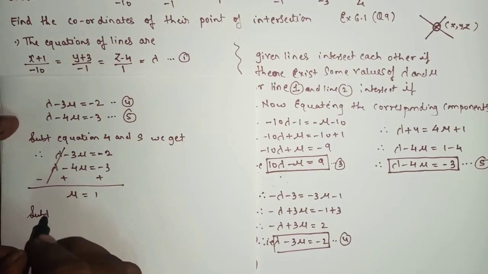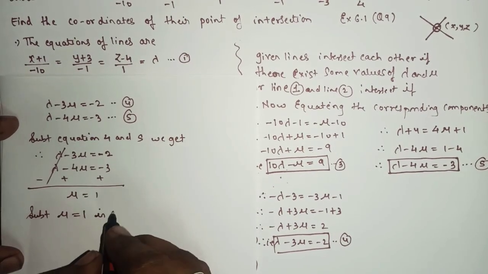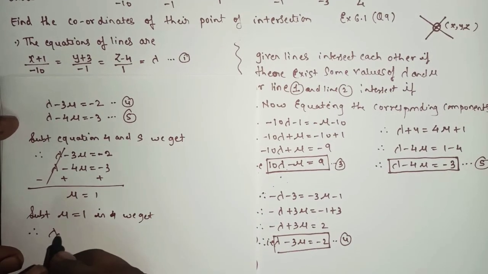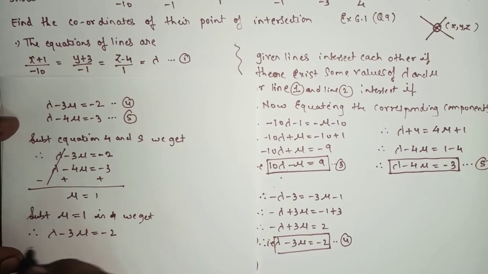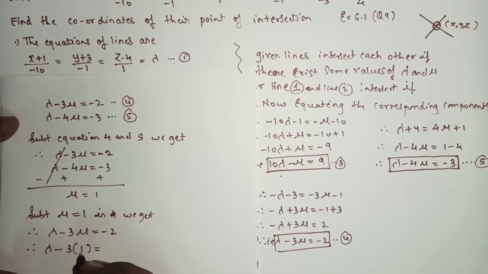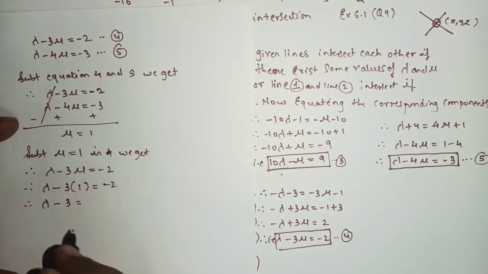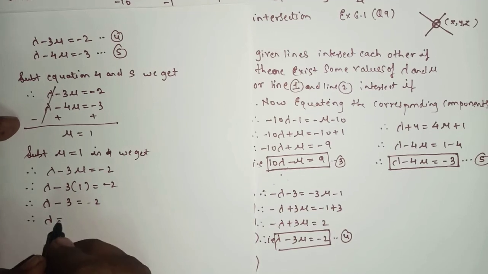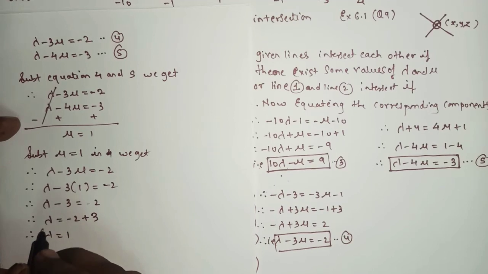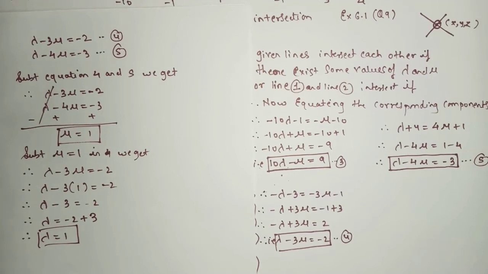We'll substitute this value of mu equals 1 in any one of the equations. So we'll substitute in equation number 4 only. Lambda minus 3 mu equals minus 2. So lambda minus 3, substituting the value of mu as 1, lambda minus 3 equals minus 2. Therefore lambda equals minus 2 plus 3, so lambda also is 1. The value of mu was 1, and lambda is also 1.